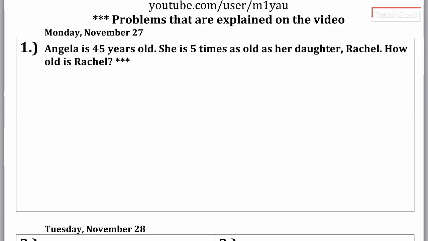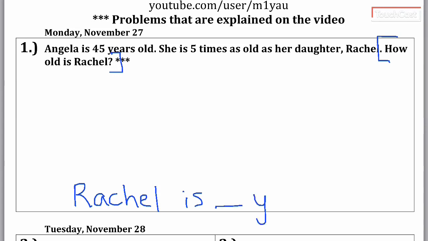Angela is 45 years old. She is 5 times as old as her daughter Rachel. How old is Rachel? Okay, so what we're going to do right now is we're going to set up the problem, and we need to think about what we are solving for, okay? So we are solving for Rachel's age. Rachel is blank years old.